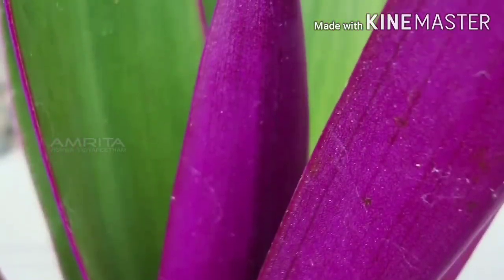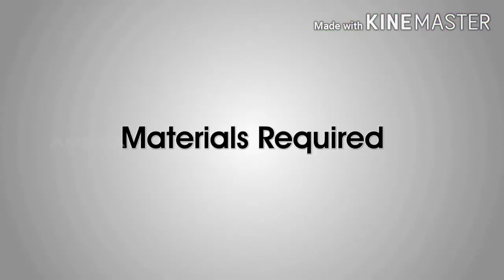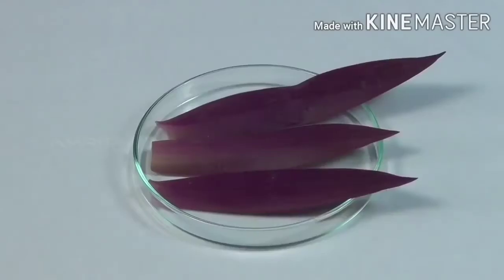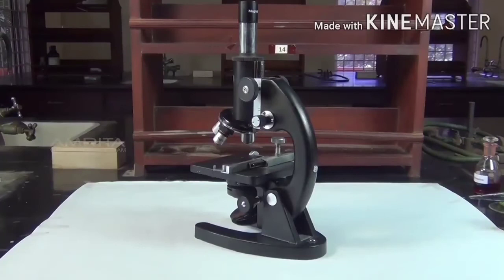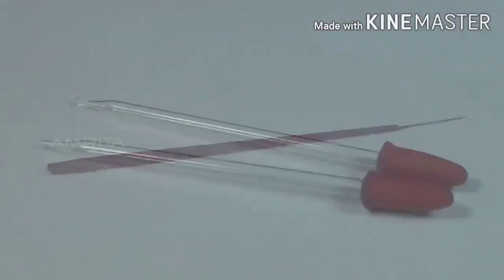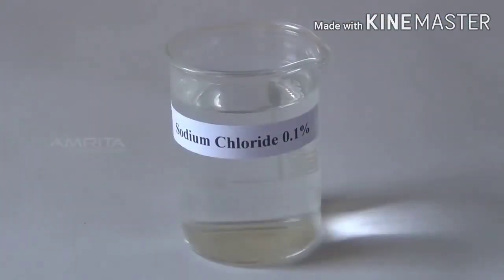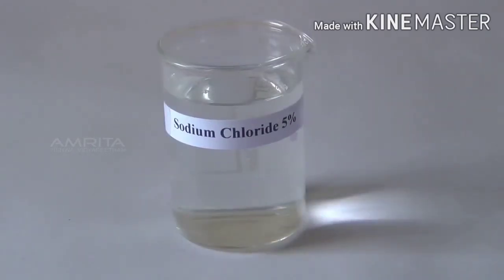Normally, people use Rhoeo or Tradescantia plant epidermal cells for this experiment, as their colored cell sap is clearly visible. Materials required: Rhoeo leaf, forceps, glass slides, cover slips, compound microscope, needle, droppers, sodium chloride 0.1% solution and sodium chloride 5% solution.